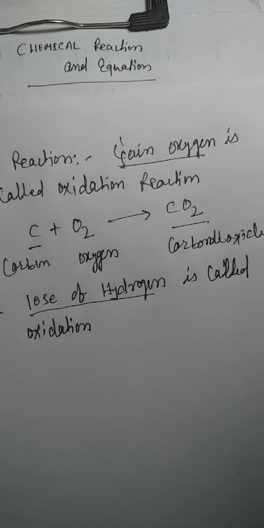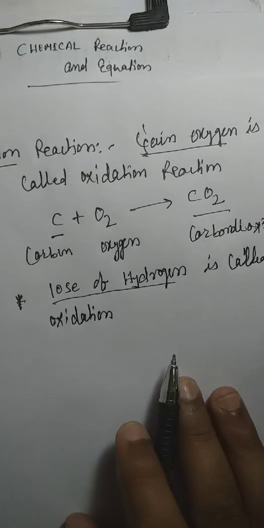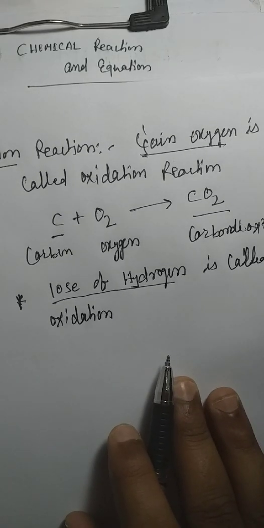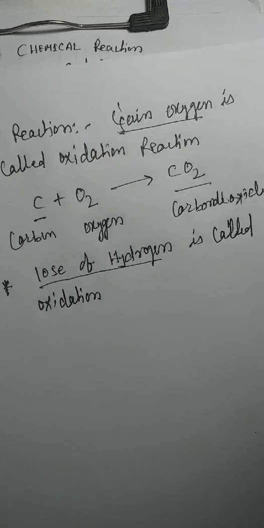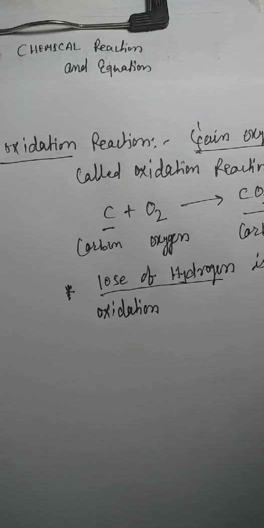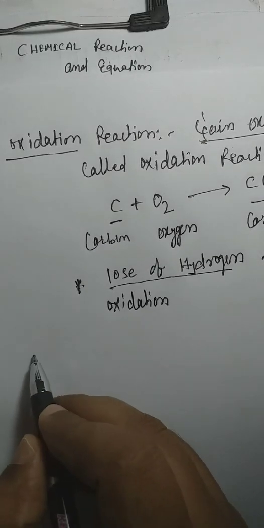So there are two possibilities. If somewhere gain of oxygen takes place, that is called oxidation, or if loss of hydrogen takes place, that is also called oxidation. Memorize this. This is an important reaction. Next is the reduction reaction.